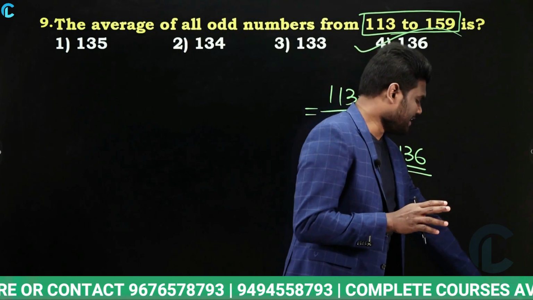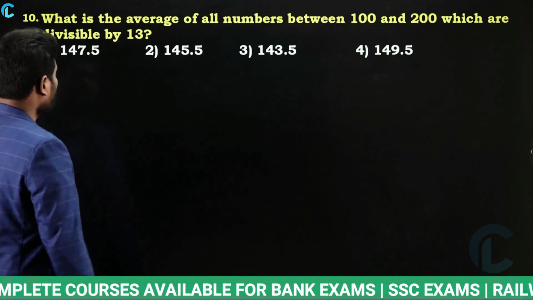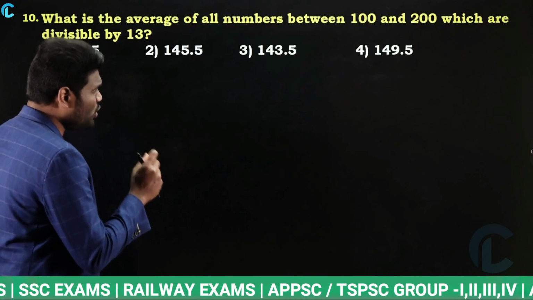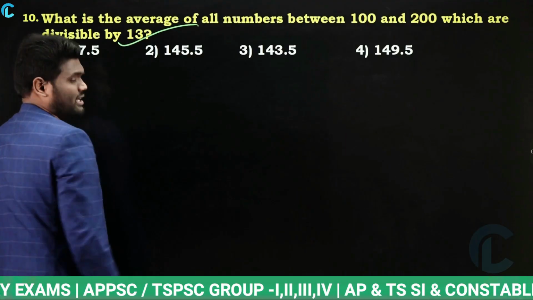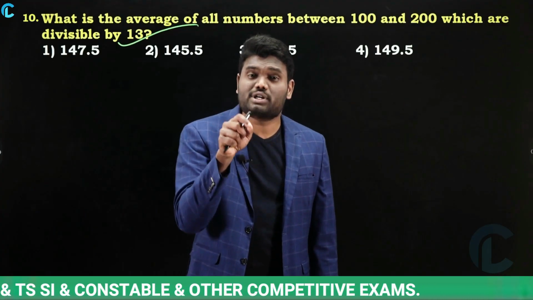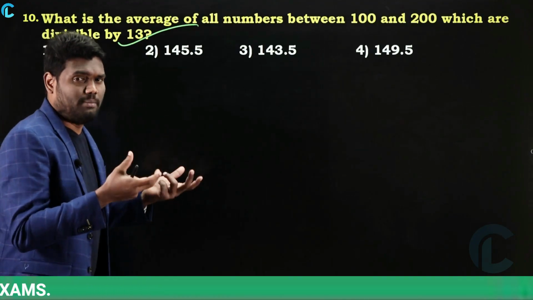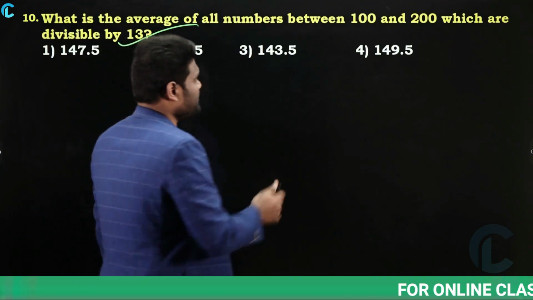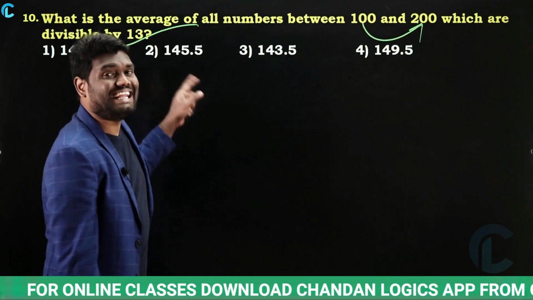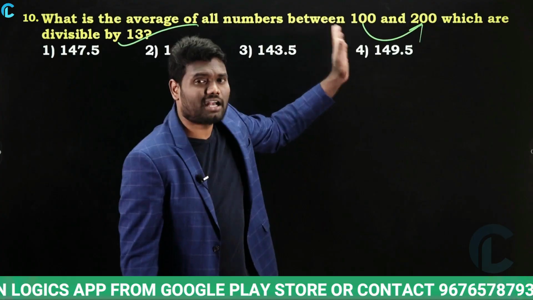Just what you need to do is, whenever you have questions in this way, directly you can calculate the average for the given numbers. Next one, what is the average of all numbers between 100 and 200 which are divisible by 13? Now look here, this question is not about even numbers or odd numbers. This question is about numbers which are divisible by 13. As you know, we need to find what are the numbers that are divisible by 13, between 100 and 200.